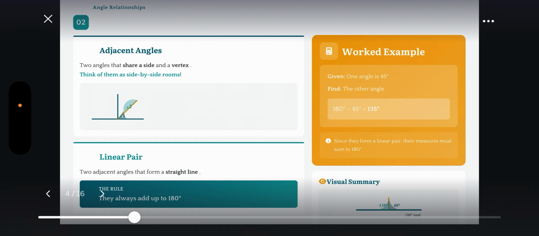So these are types of angles. First we have adjacent angles: two angles that share a side and a vertex. Here's an example. And then there's a linear pair: two adjacent angles that form a straight line. They always add up to 180. That's a rule, so we have to remember that.